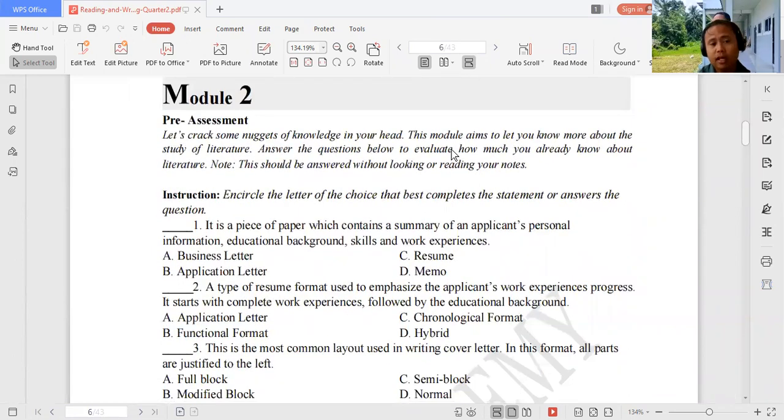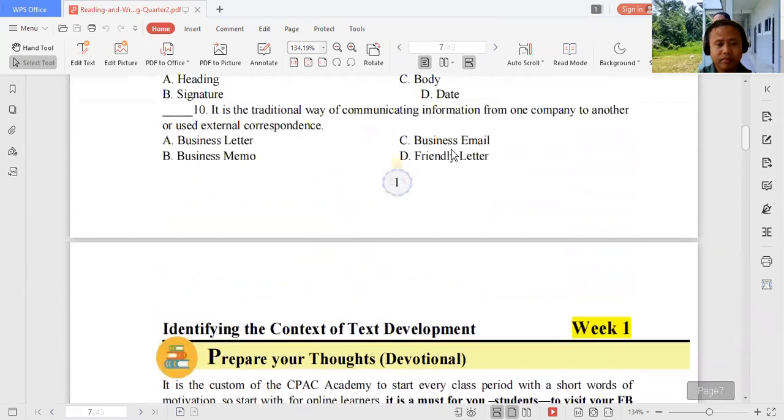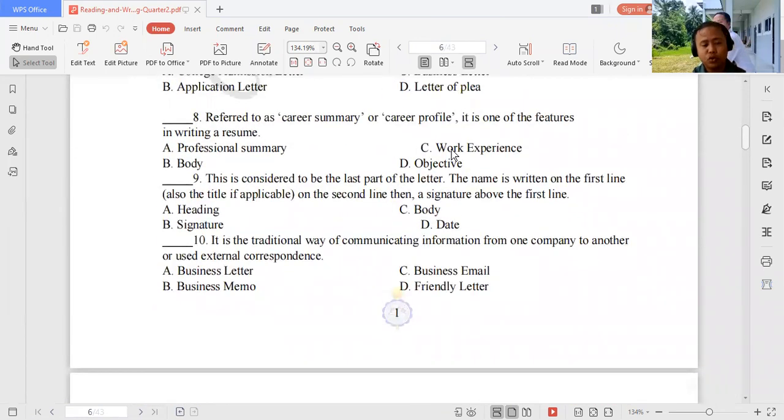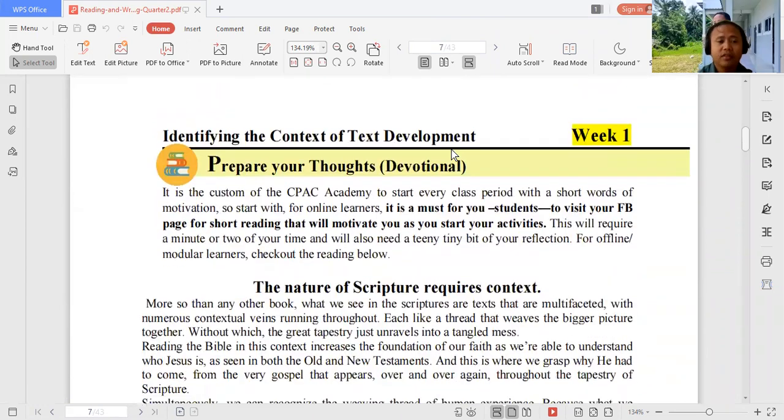Okay, now in pre-assessment class, let's crack some nuggets of knowledge in your head. This module aims to let you know more about the study of literature. So answer the questions below to evaluate how much you already know about literature. Now, this should be answered without looking or reading your notes. Okay, so answer from 1 up to 10. Now, the first thing here is identifying the context of text development. Okay, so of course you have to read first our devotional, and that is prepare your thoughts.